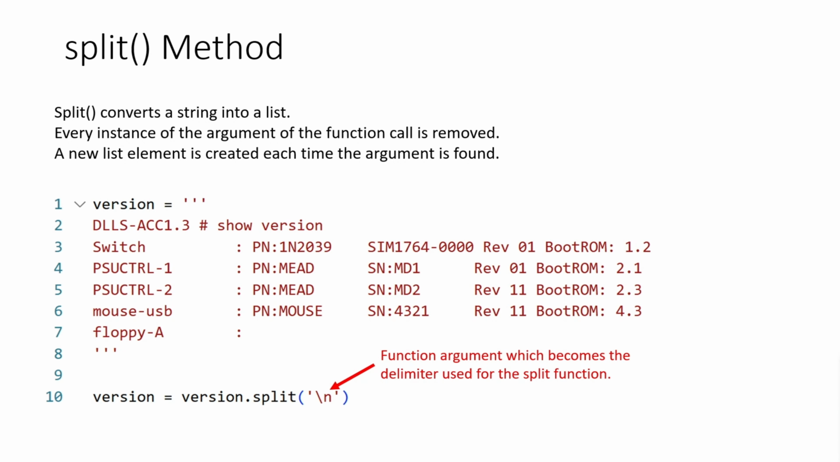The split method allows me to take a multi-line or a large string and convert it into a list of smaller strings. Every instance of the argument to the function call is removed. This right here, when I call the split function, is the argument that I pass within the function call. A new list element is created each time the argument is found. So I have this large string. Every time the new line character is found, it's going to remove that character and create a list. If we go to the next slide, we'll see that in action.